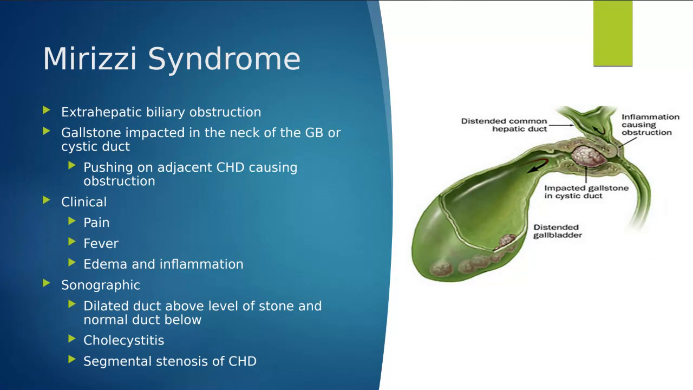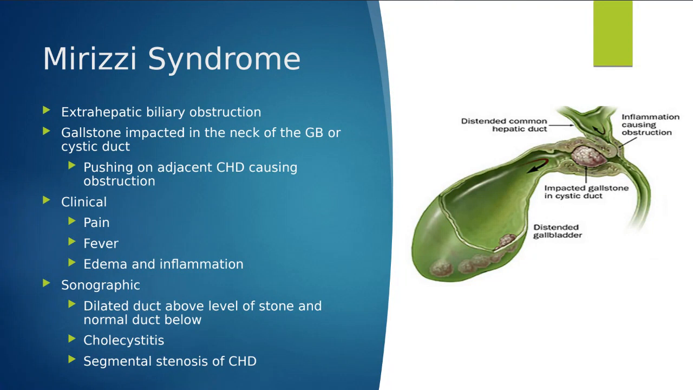When you have just a gallstone obstructing the neck of the gallbladder, that is when we can have cholecystitis. That is when we can have hydrops, right? This is when we have that stone in the cystic duct or the neck of the gallbladder, and because of that obstruction, it's going to be pushing adjacent to it and compressing that common hepatic duct.